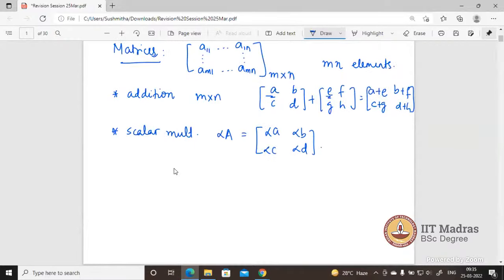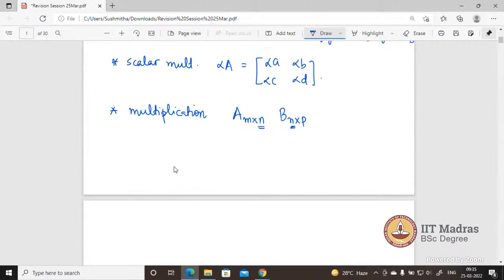And we had what is called matrix multiplication. How did matrix multiplication work? When can we do matrix multiplication? Number of columns of the first is equal to number of rows of the second. Yeah. So if I have a matrix of order m cross n, and another matrix of order n cross p, that is the number of columns of the first matrix is equal to the number of rows of the second matrix, then I can multiply these two matrices.